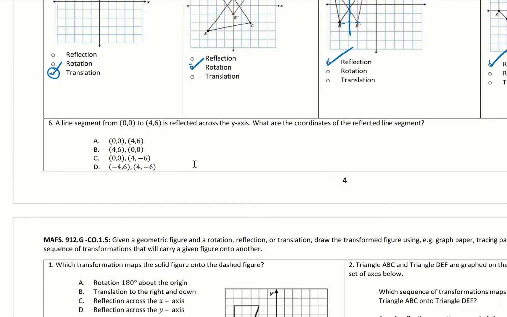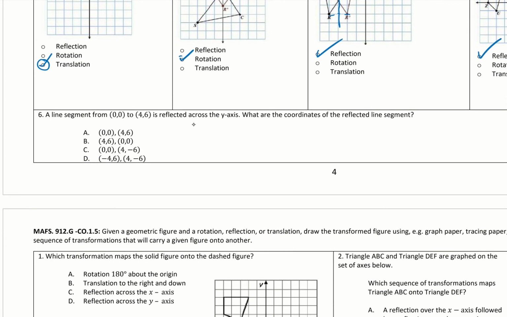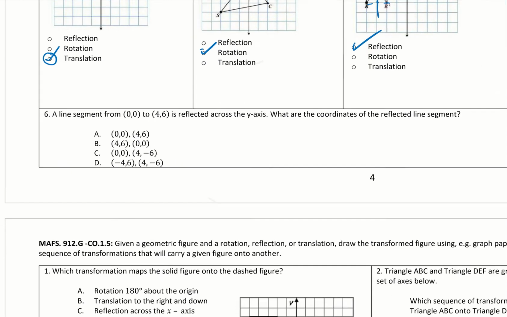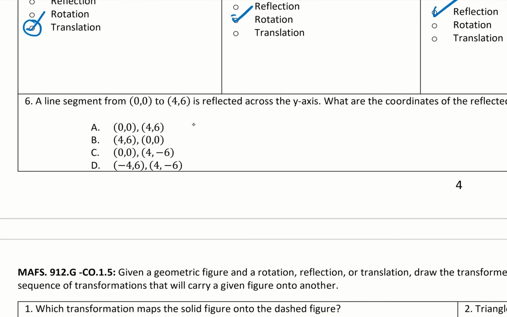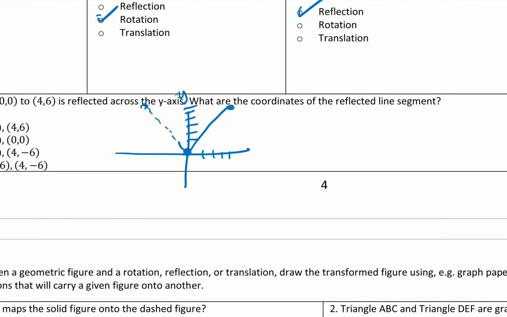So for number 6, a line segment from (0, 0) to (4, 6) is reflected across the y-axis. What are the coordinates of the reflected line segment? It helps to just draw it. So you've got (0, 0), and then you've got (4, 6). It's around there. So there's my line segment. It's reflected across the y, so it's going to look like that.